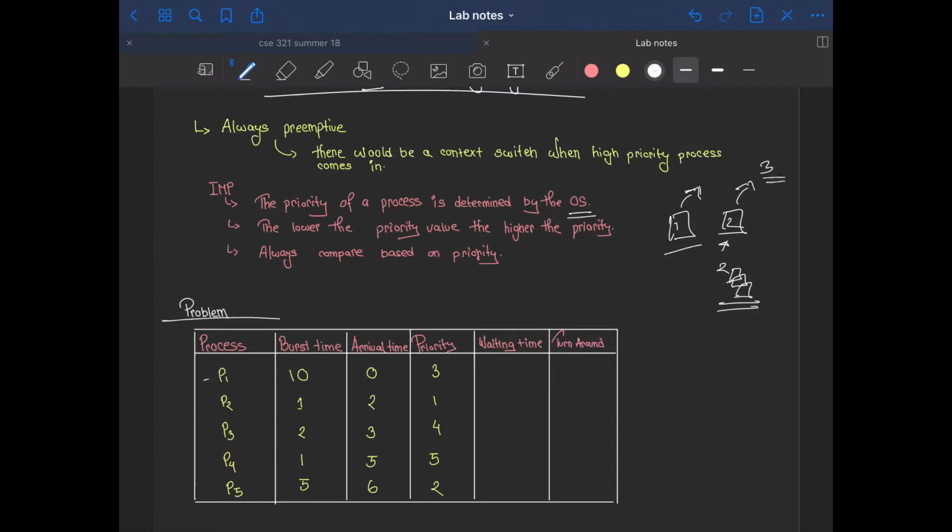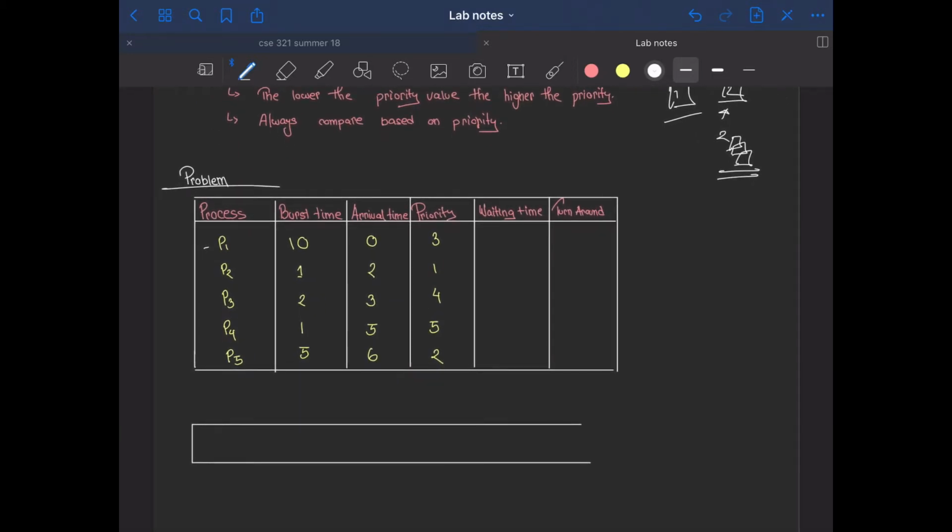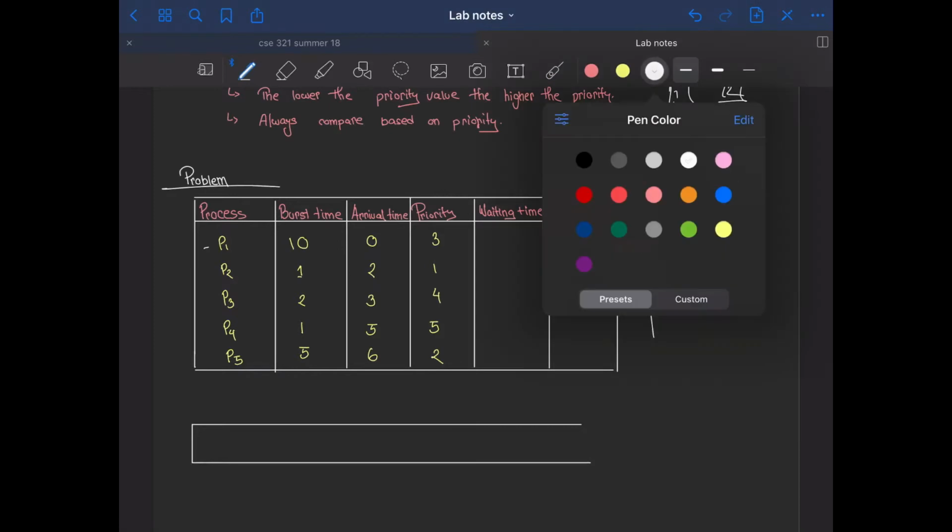So let's look into the problem here, which is this one. Similar to all the other scheduling algorithms, we have a table with the burst time, the arrival time, and in this case the priority, and we have to find the waiting time and the turnaround time. So let's try to solve all of this, and we will understand as we go on.